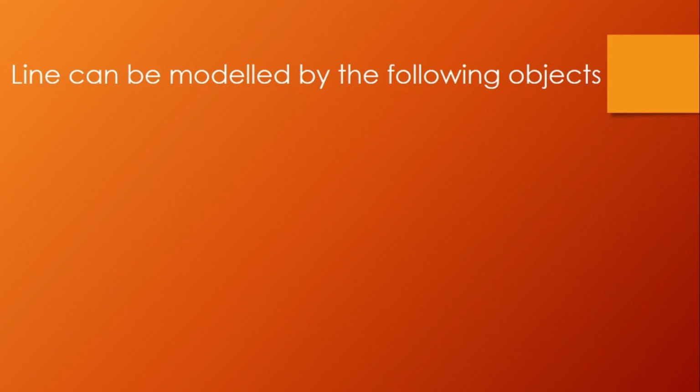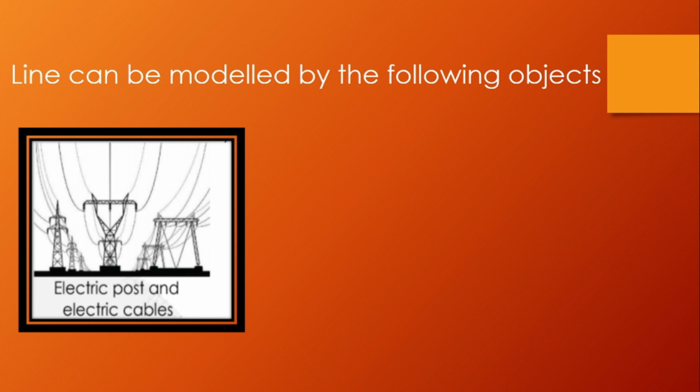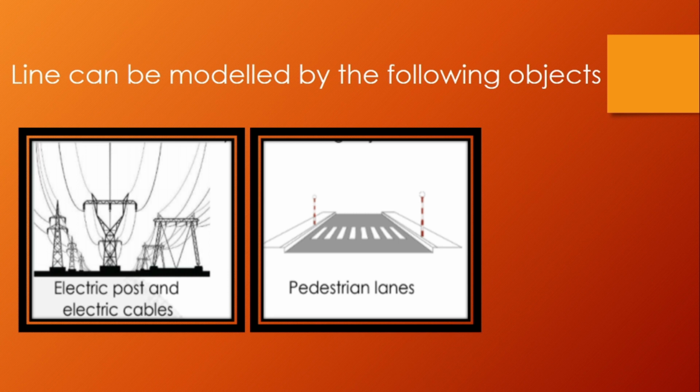Next, a line can be modeled by the following objects. If we look around us, we have this electric post and electric cables where we can represent or model lines. Next are pedestrian lanes, when we cross the street, right? And then bamboos.